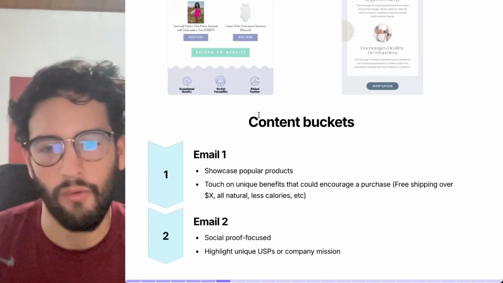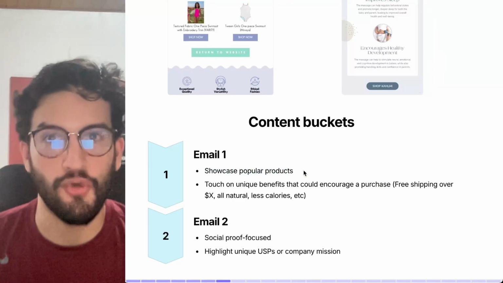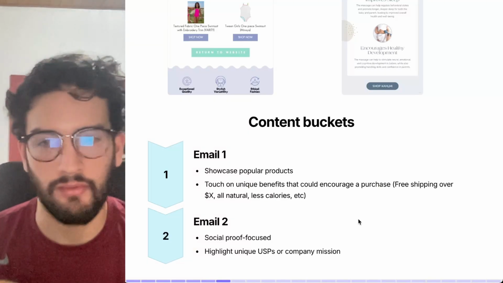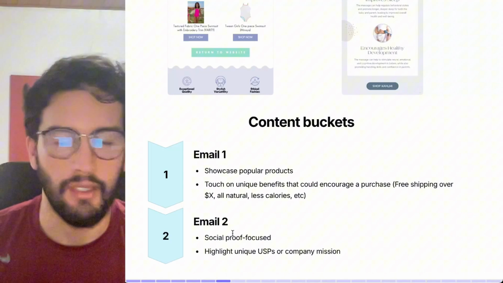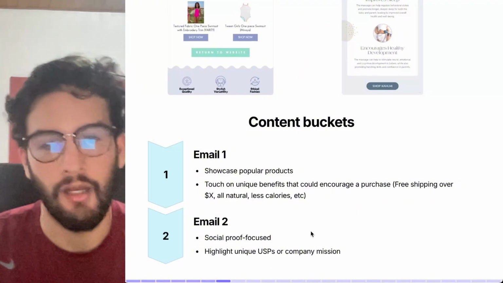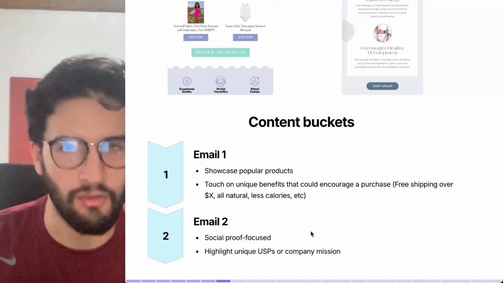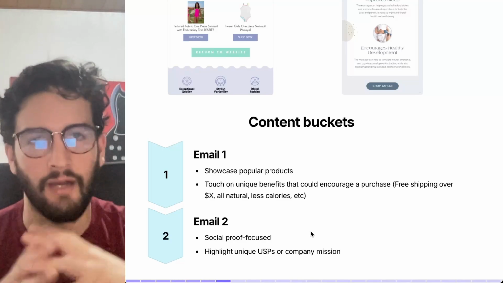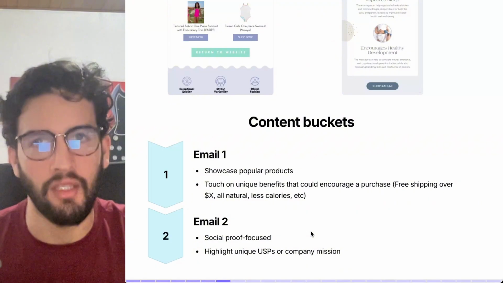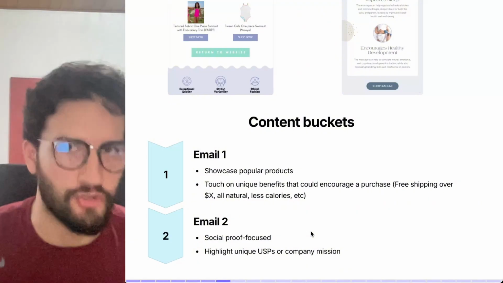Content buckets, of course, it depends on your brand, but for the first email, you can showcase popular products. You can touch on unique benefits that could encourage a purchase. Free shipping over X amount, all natural, less calories, etc. Email number 2, social proof focus. You can highlight unique selling points or your company mission. So these emails in this flow right here are very general, very vague, they cover things at a high level because you don't have any more information about where the customer is in the customer journey, because of course they only visited your website and not too much else, right?